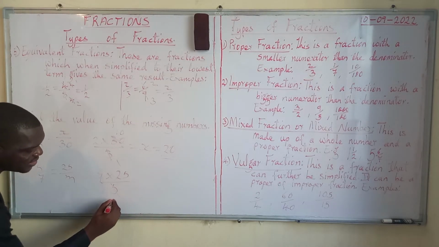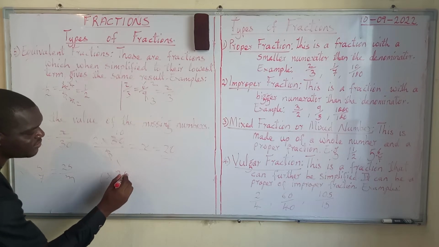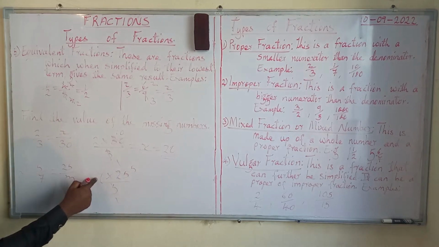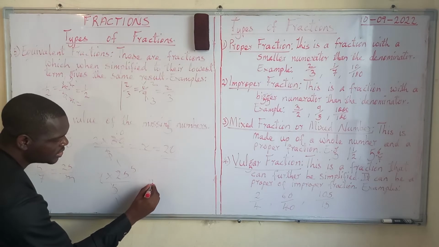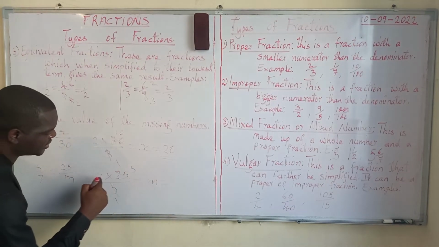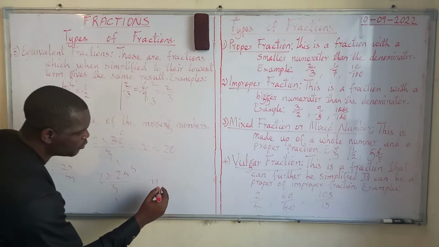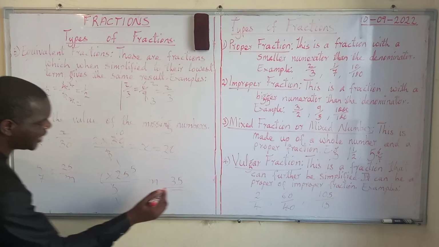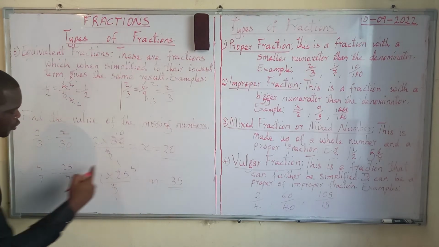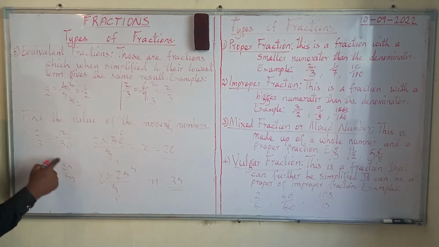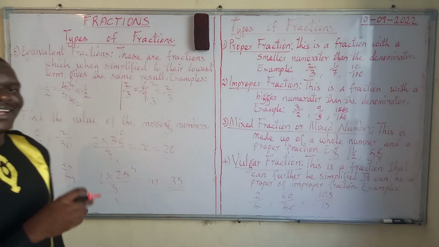5 will divide itself 1 time. 5 divides 25 5 times. 5 times 5, it means m will be equal to 7 times 5. M will be equal to 35. And like I said, if you substitute m with 35 and simplify, and your answer is 5 all over 7, it means you have done the right thing.